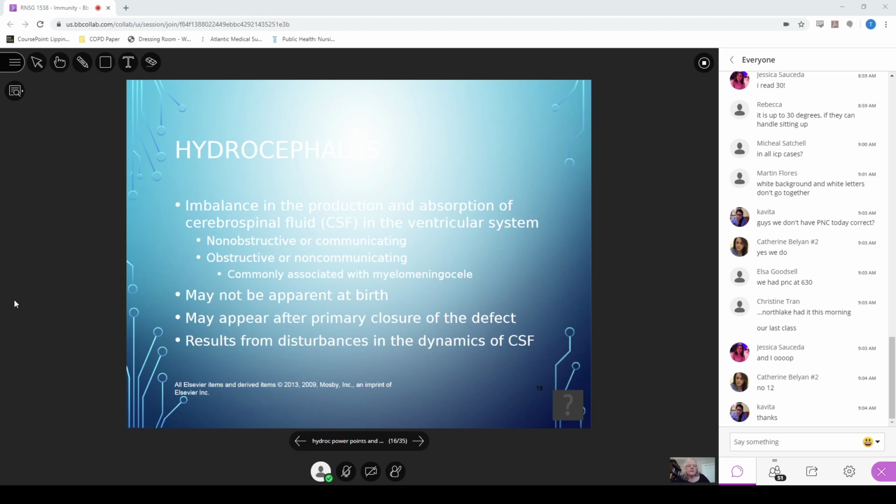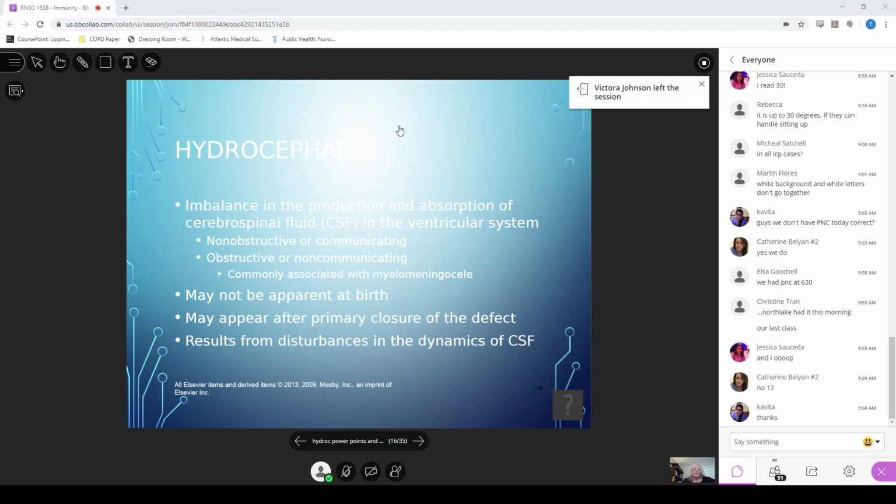So this is an imbalance of the cerebral spinal fluid. It can be communicating or non-communicating. The non-obstructive, or communicating, is that everything is being produced and there's a problem with it not flowing out. The most common is this obstructive, that there's an obstruction between the third and fourth ventricle of the brain. So as it's being produced, it's not moving on, so those ventricles of the brain are swelling.